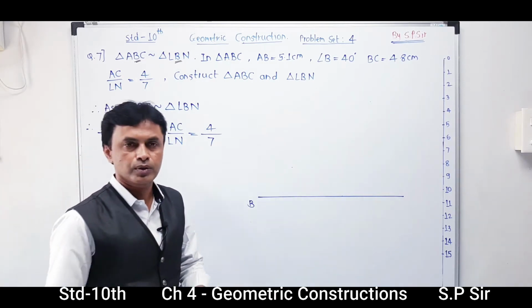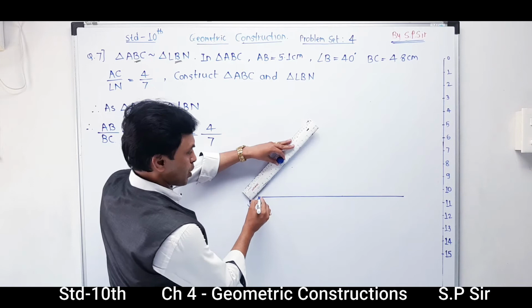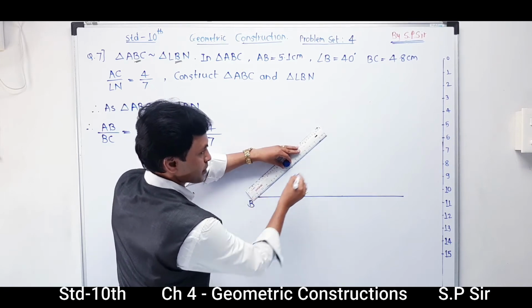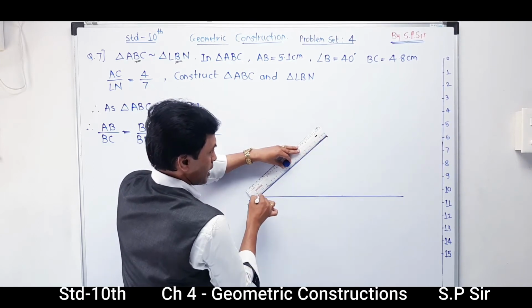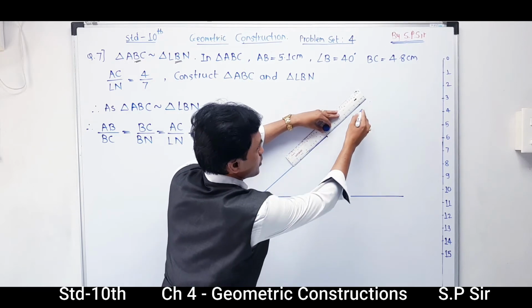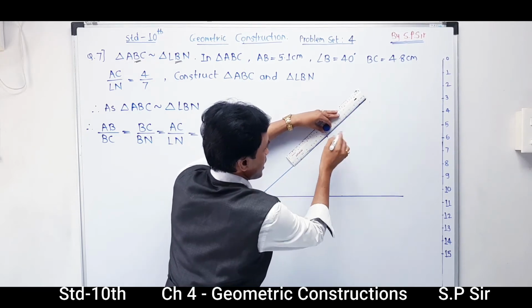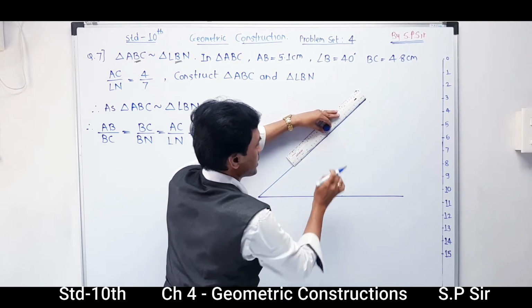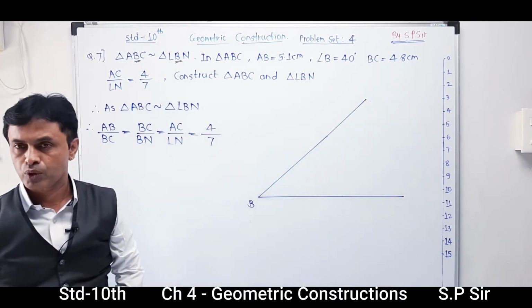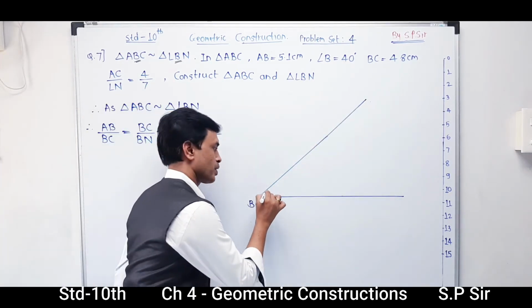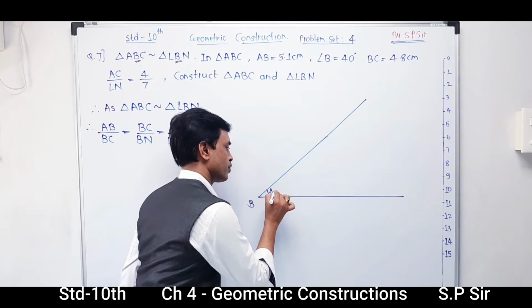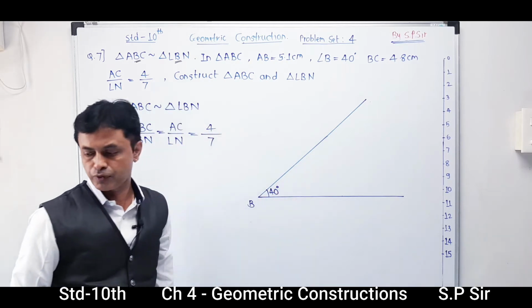Indicating that position in the diagram, I am going to draw one ray. And again, please draw it to a larger extent. And in this way, your first part is going to get completed. So first of all, we have drawn angle B as 40 degree. This is your first step.